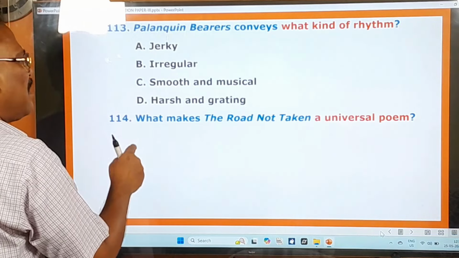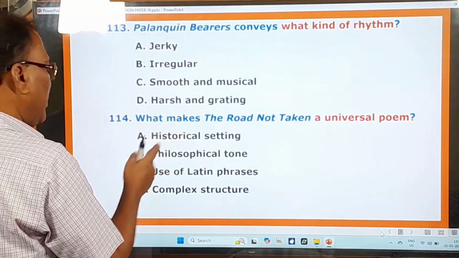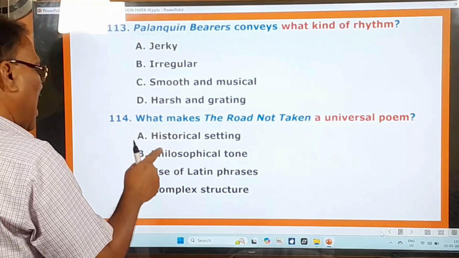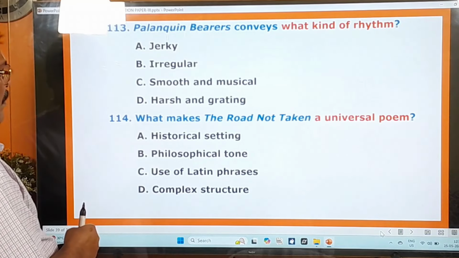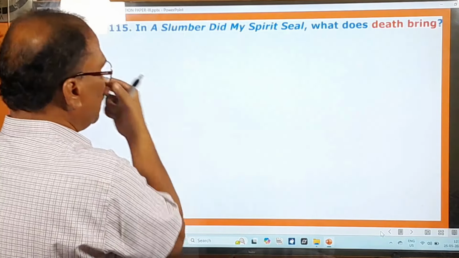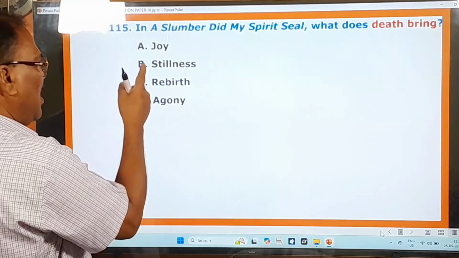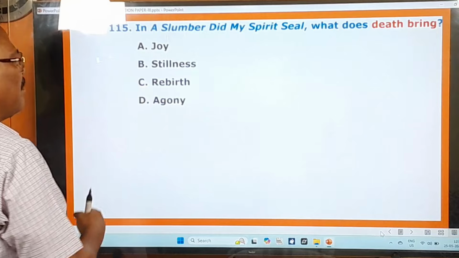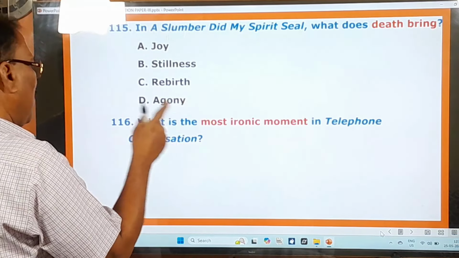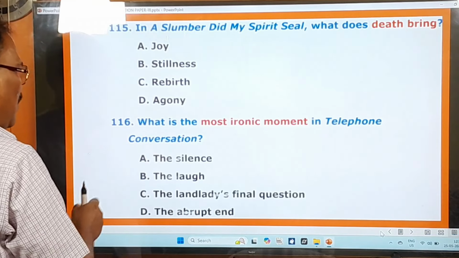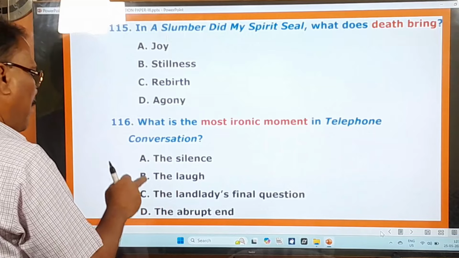114th question. What makes The Road Not Taken a universal poem? Historical setting, philosophical tone, use of Latin phrases, complex structure. 115th question. In A Slumber Did My Spirit Seal, what does death bring? Joy, stillness, rebirth, agony. 116th question. What is the most ironic moment in Telephone Conversation? The silence, the laugh, the landlady's final question, the abrupt end.